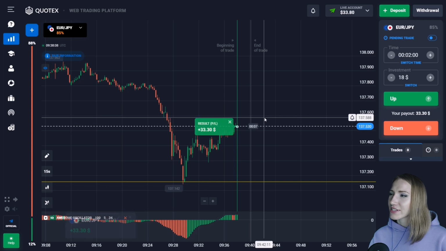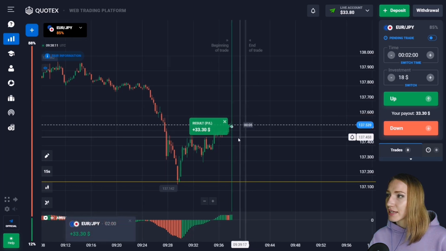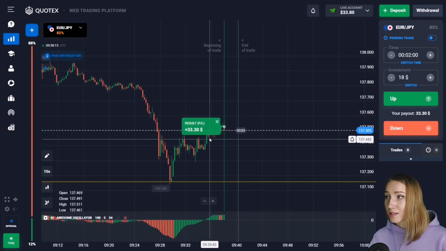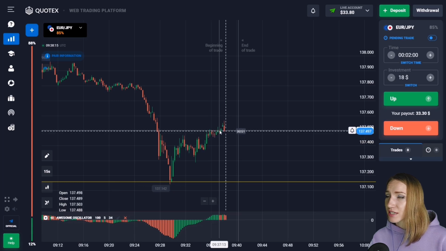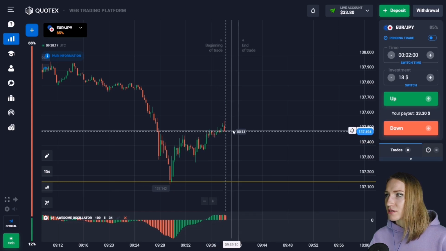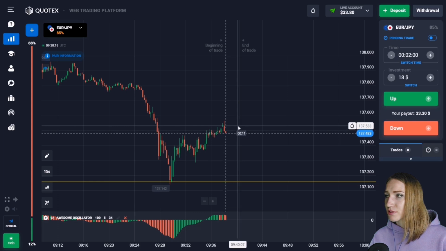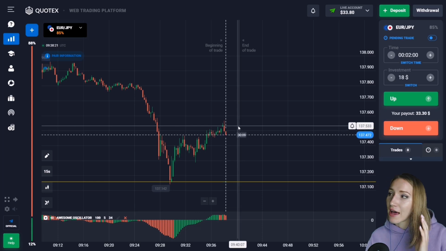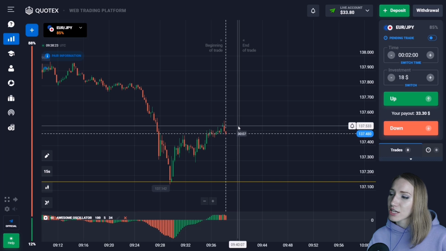So guys, it's quite interesting. We got the small flat here, but anyway the movement up continued and we got the profit from this transaction. So this time was enough. This indicator also showed a very good entry point and helped me to understand the price movement. So let's continue with another situation.